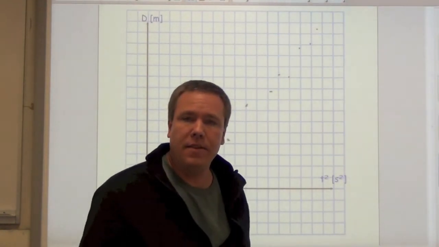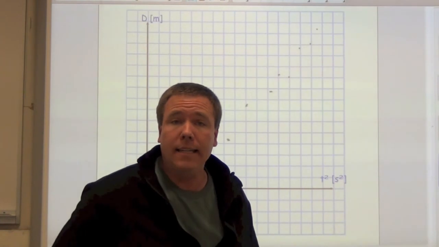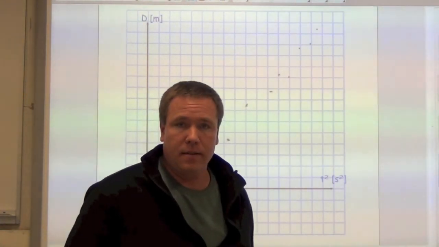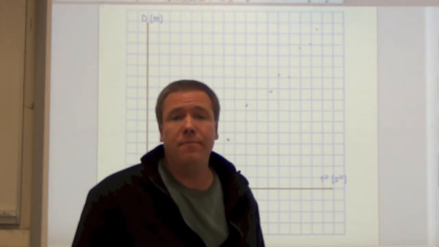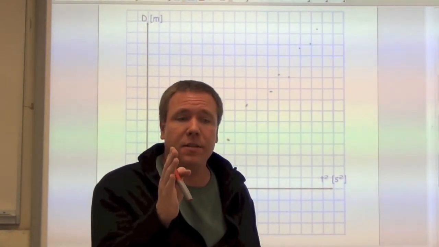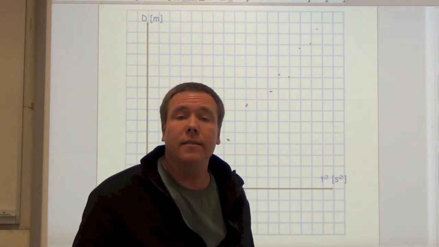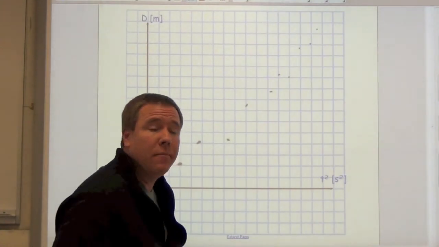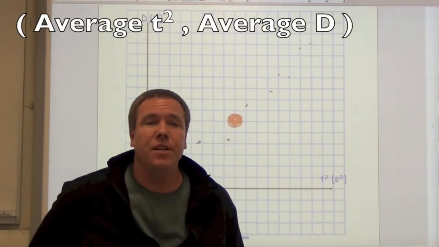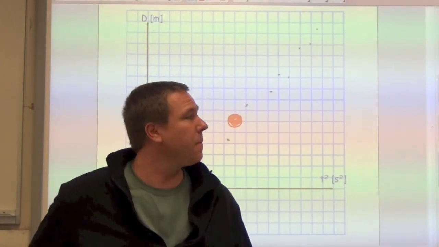There is another method that you can employ to find the best fit line by hand, and that is to average all the displacements and average all the time squares. Come up with a data value, average displacement for the y and average time squared for the x, and then plot that xy data point. So there's my average t squared, comma, average displacement.